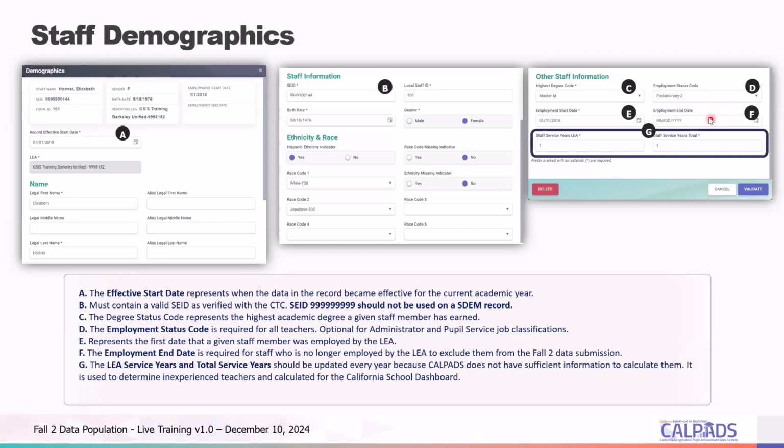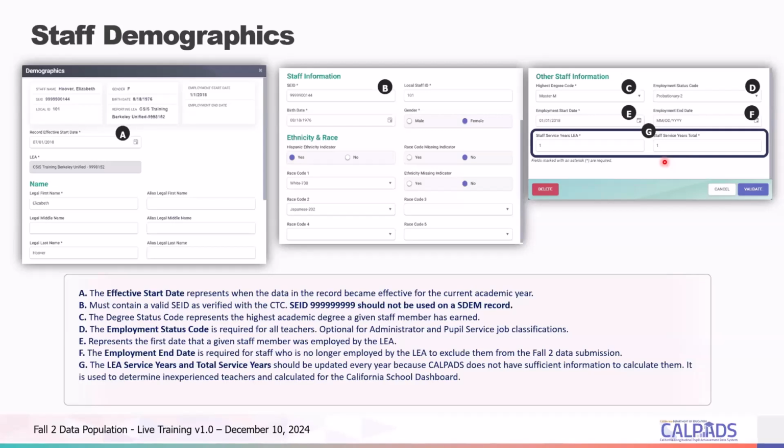And then all fields marked with an asterisk must be populated. And this means that all staff demographic records must have the staff service years LEA and the staff service years total updated annually. You'll need to manually include one additional year for your staff member if your staff member is returning. For returning staff, the staff service years should be one greater than last academic year. For new staff, it should be 1 year.